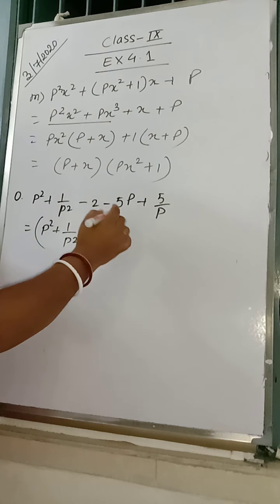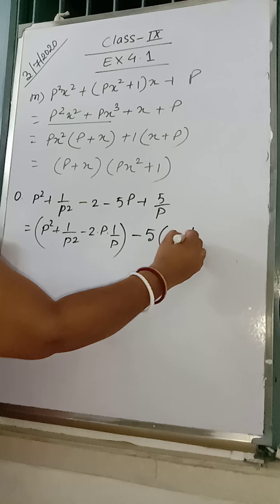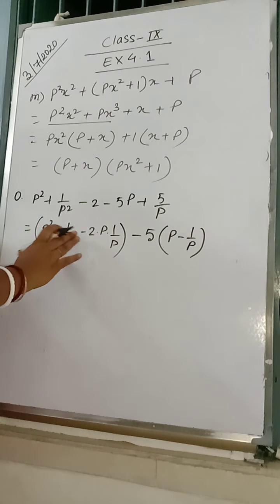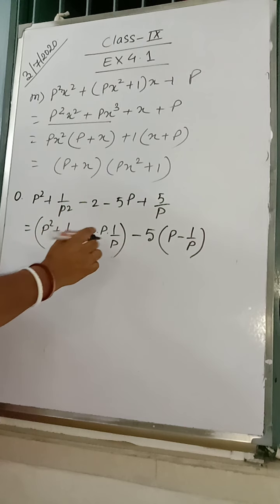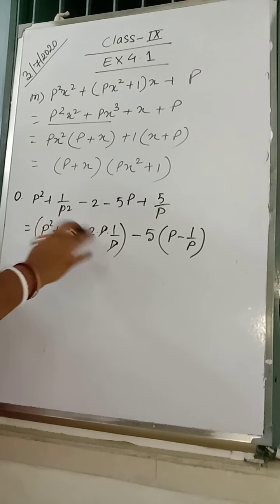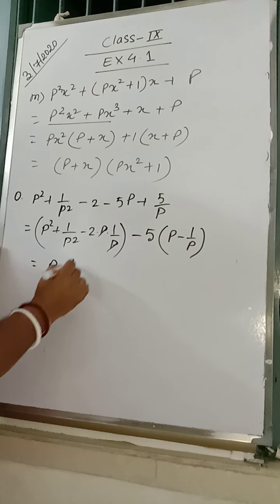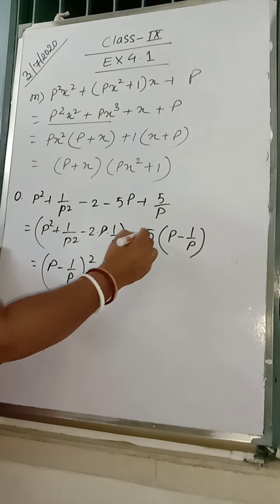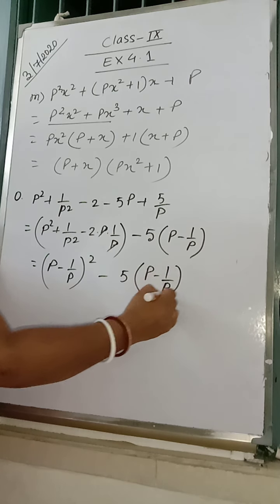This up to here I have written. Now minus 5, if I take common, I am left with p by 1 by p. What does it give you? a square plus b square minus 2ab. This 2 can be written with this p cancelled, so it is 2 only. So this is the formula of a minus b whole square. And here I am left with 5, a minus b, p minus 1 by p.